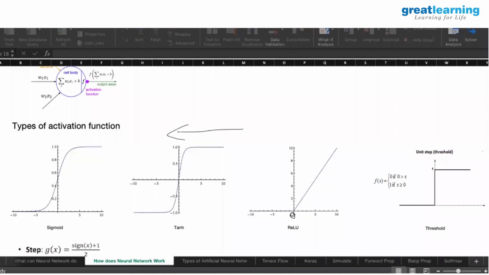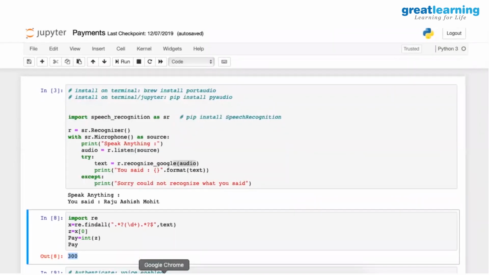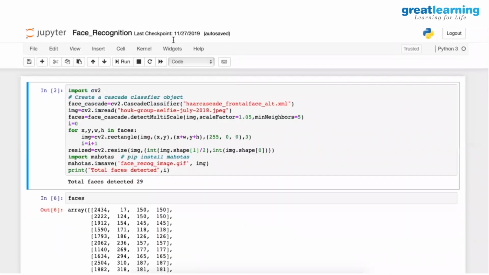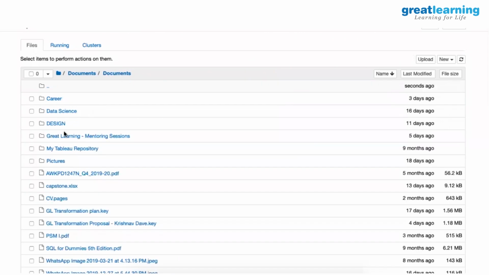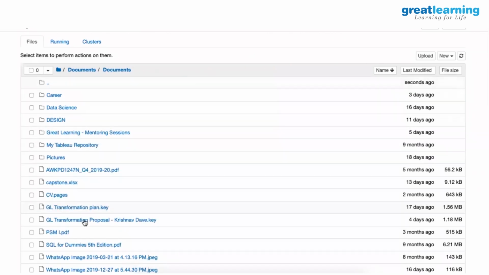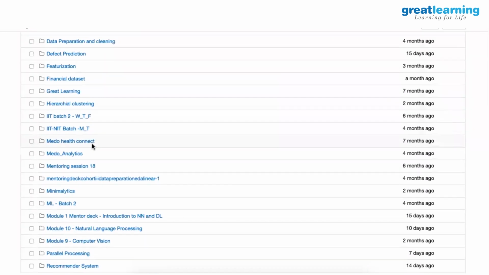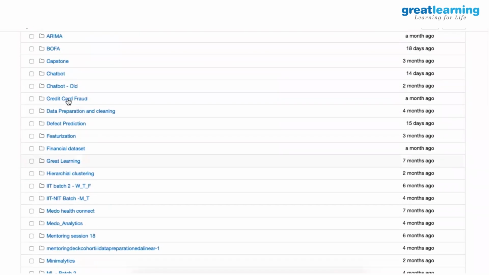Okay, all right. So let's come back here. Let me show you one simple example of how to build a network, and then we'll close down the neural network part. Where is it? Great Learning. Where is my defect prediction?